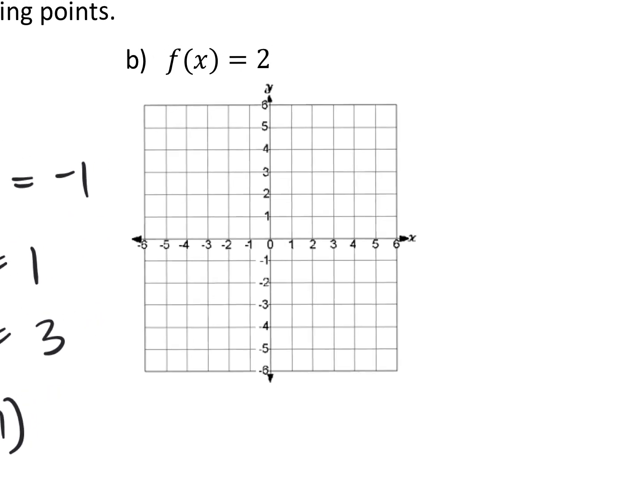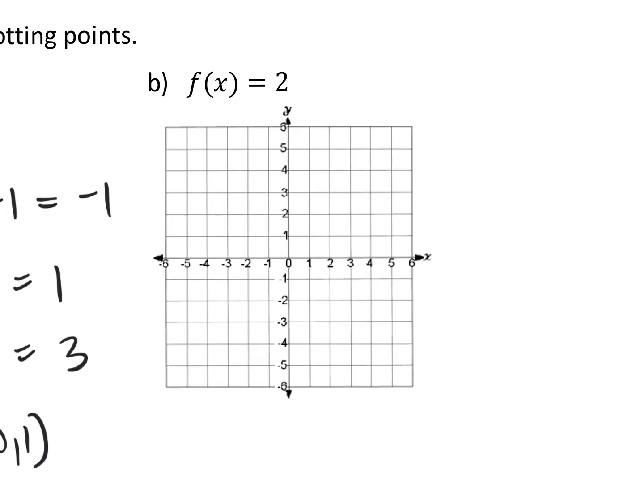Next, we're looking at f(x) = 2. Interesting. Now, this one is still technically considered linear, so let's go ahead and figure out how to graph this. My table of values.